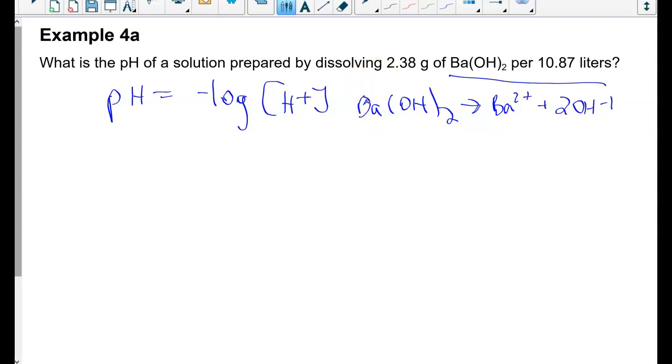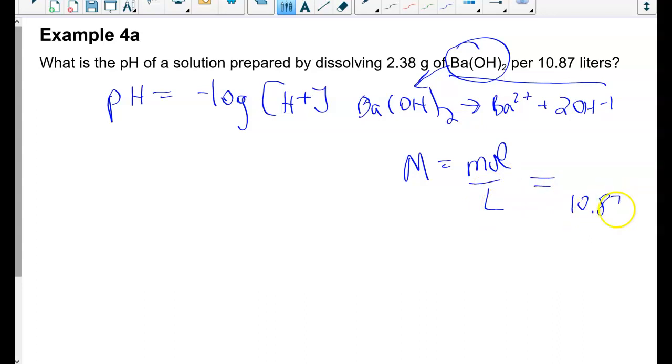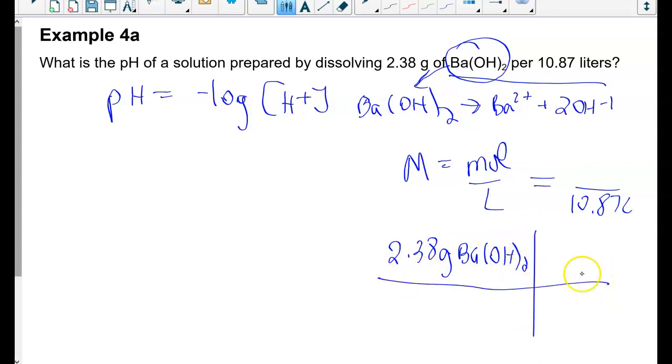So what do we know? Well, we're going to have to figure out the concentration of this, and the concentration of this piece, and then I'm going to show you how that's related. We know that concentration is moles over liters. We have liters: 10.87 liters. And I've got to get moles. Remember that anytime I have the mass of something, I can figure out how many moles it is if I have a periodic table. We're going to calculate the periodic table number for barium hydroxide.